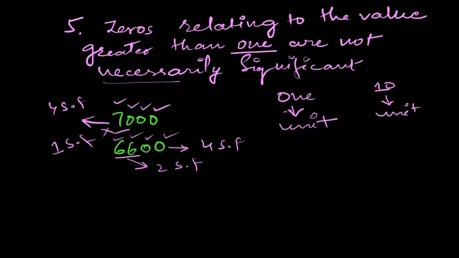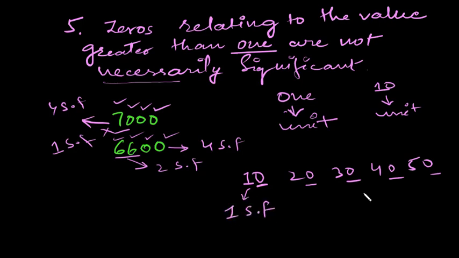Let's suppose I have some measurements: 10, 20, 30, 40 and 50. Now all the measurements are in the order of tens. You cannot say that 15 is existing between them. So here the zero is not significant because we are dealing with 10 as a unit, so it contains only one significant figure here. This also contains one significant figure and so on.